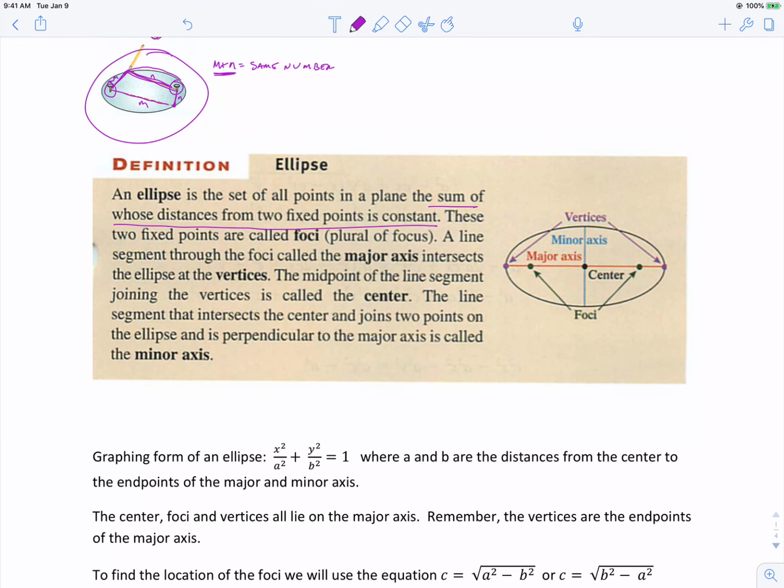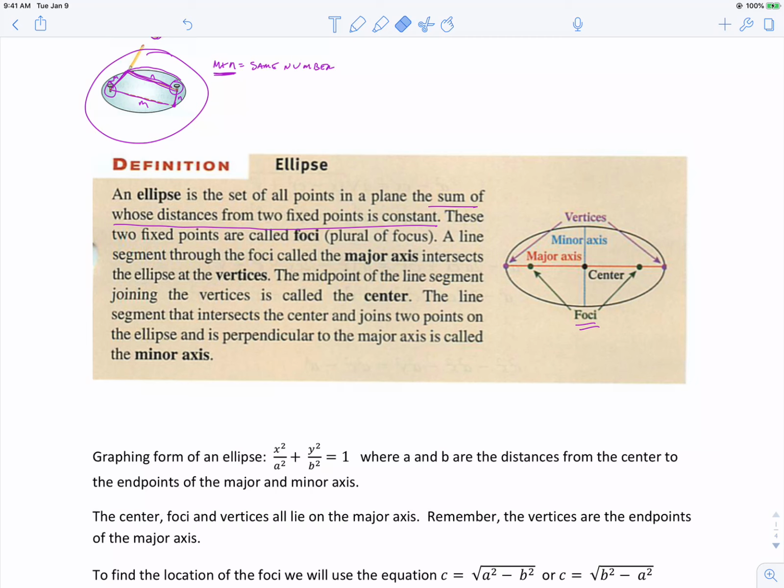Those 2 points, the 2 like nails, are called the foci. So we see that here, they're in green. And a line segment through the foci is called the major axis. It connects one end of the ellipse to the other. I shouldn't have traced over it because I want to keep the colors. That's that red segment, okay?